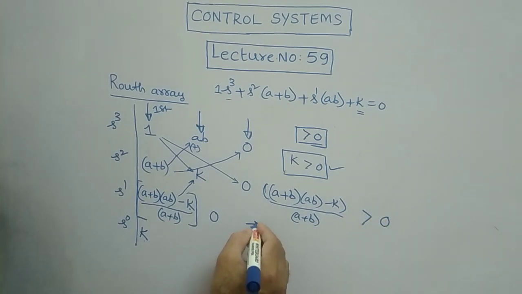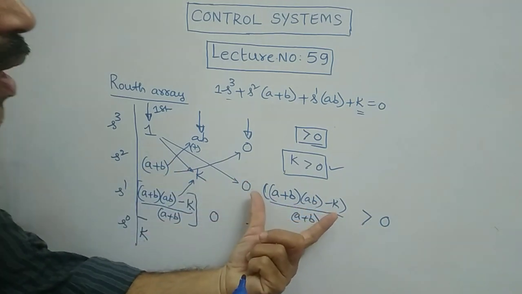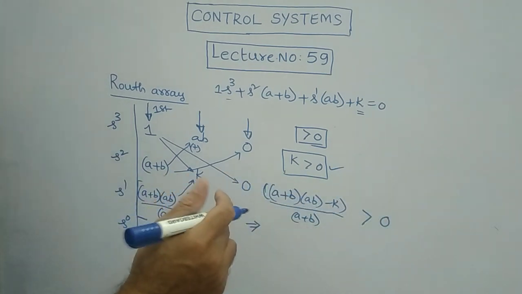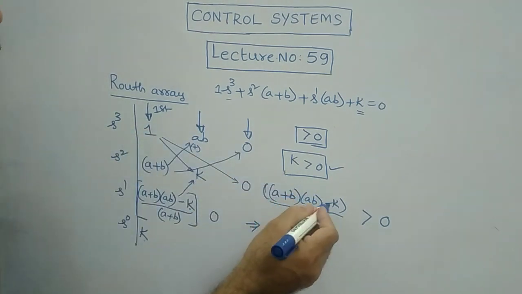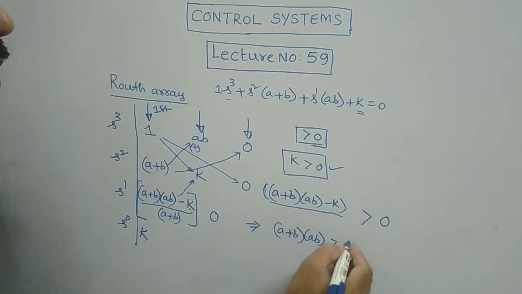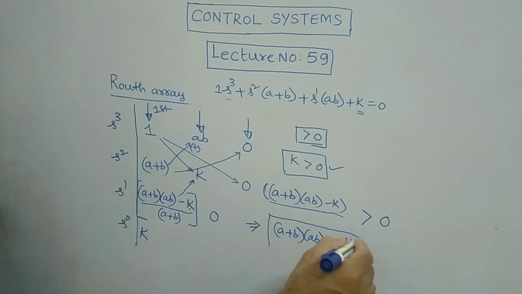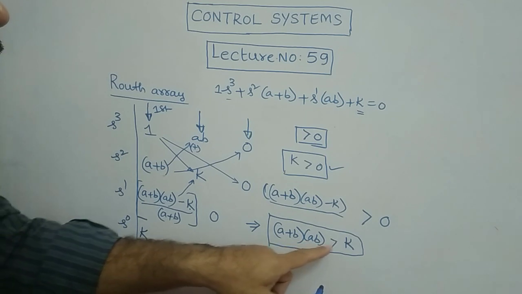This implies, understood? So, I am making this particular quantity greater than 0. If you make this greater than 0, the denominator part goes to the right side, then this becomes 0. Therefore, you will not get this in the next step. Means, you will get A plus B into AB minus K is greater than 0. Bring this minus K to the right side, then it becomes A plus B into AB greater than plus K. If you take minus K to the right side, it becomes plus K. This is another value for K. What is that? A plus B into AB greater than K.